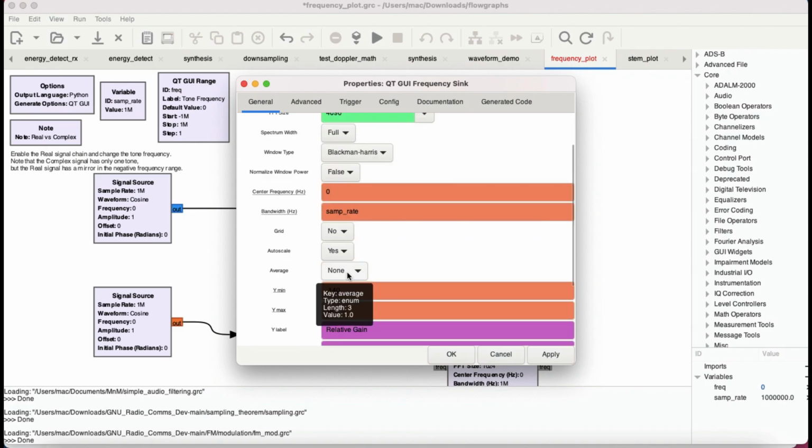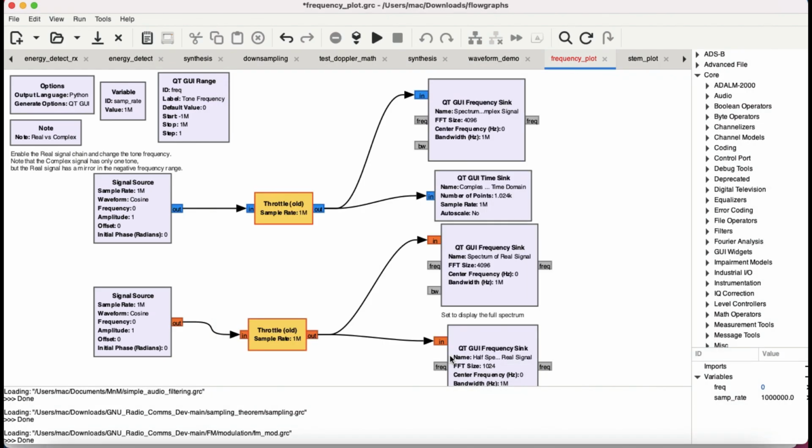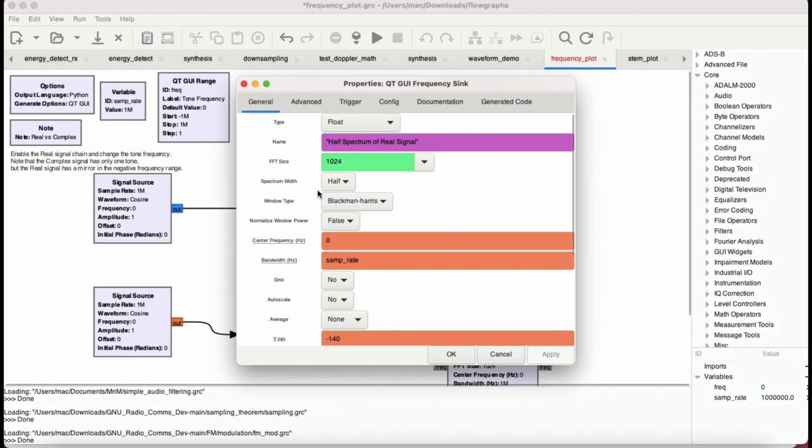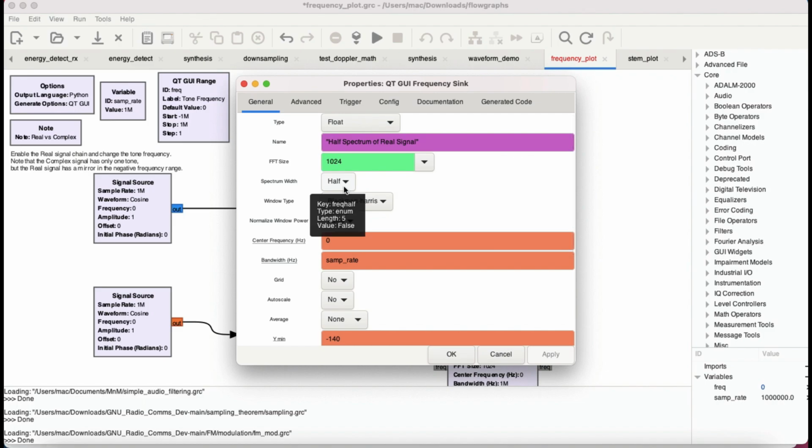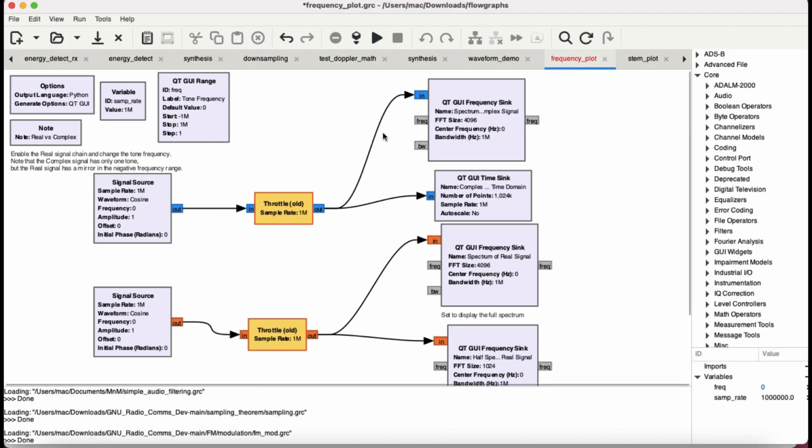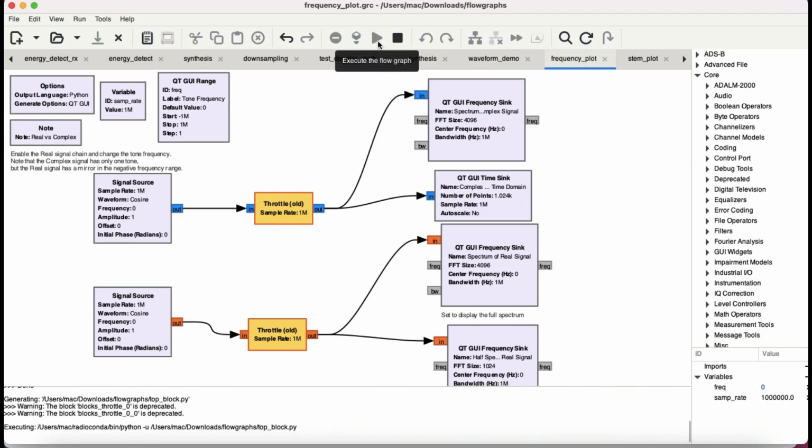Okay, right here. Spectrum width is full, and in the second frequency sink your spectrum width is half, which means you're only going to see positive frequency and you're only going to see negative frequency. So we're going to actually understand where this is coming from. Once I play this flow graph, I'm going to walk you through another thing that we're going to actually visualize. So now let's look at this signal.